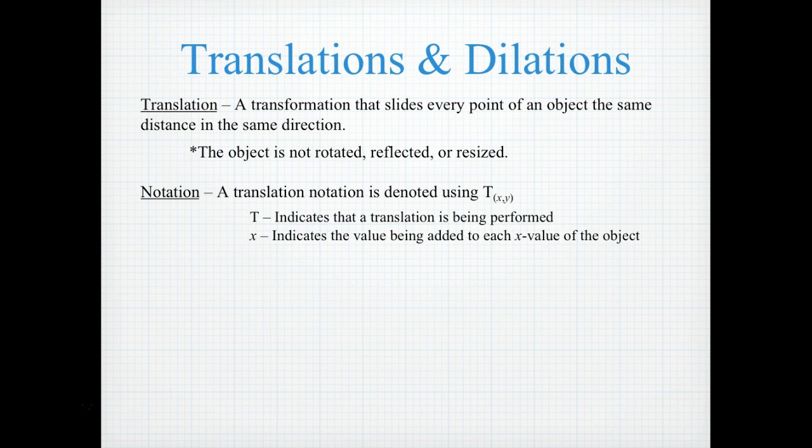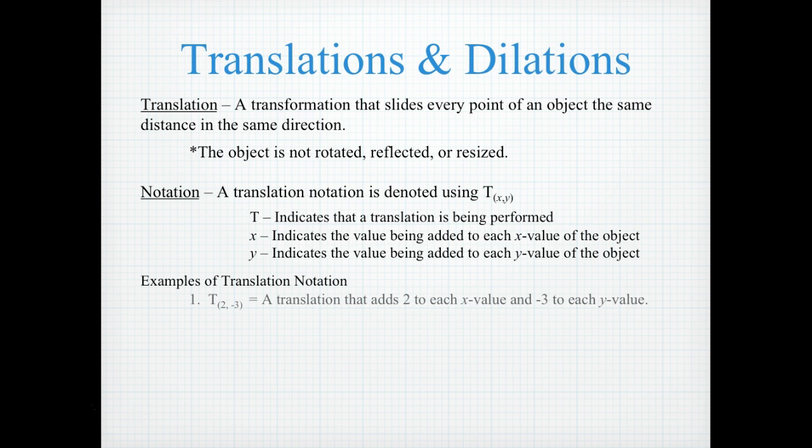The X indicates the value that is being added to each X value of the object. So we look at each coordinate and we add X to the X values of the coordinate, and we add Y to the Y values of the coordinate. So the X and the Y that are used as a subscript with the capital T indicate we have a translation, and the X and Y indicate how much we're going to add and subtract to the X and Y coordinates of the image.